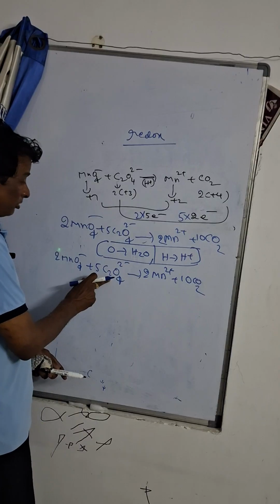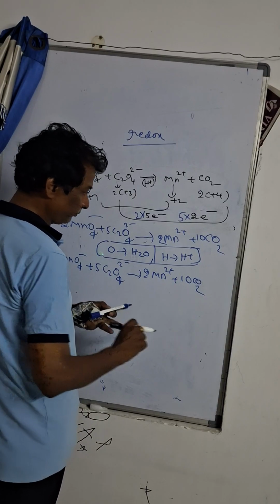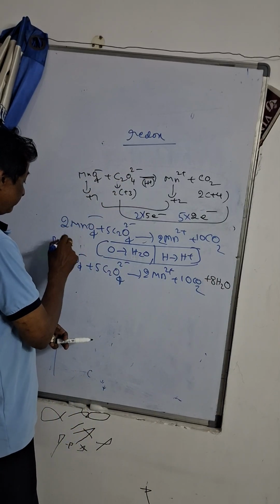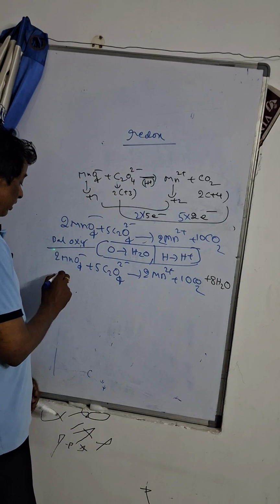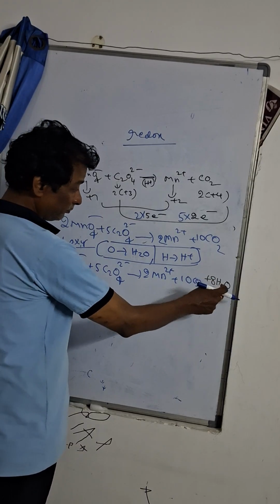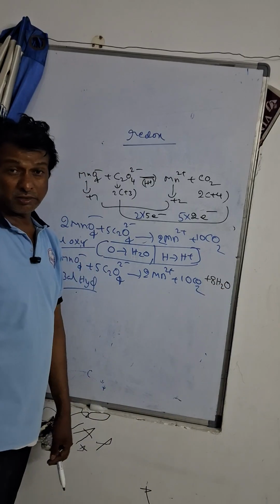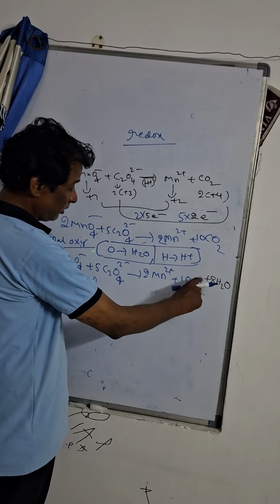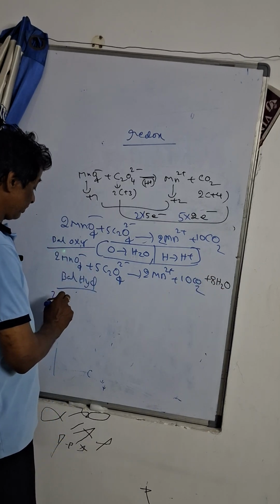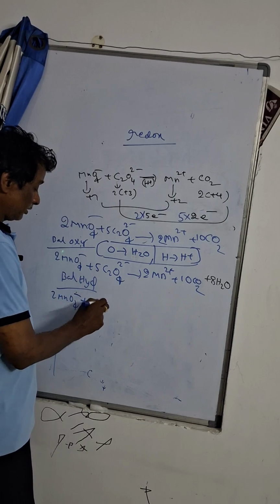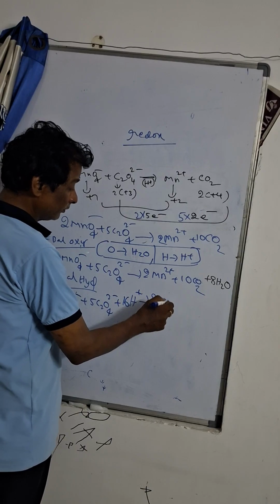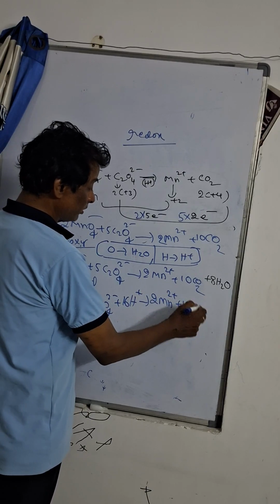Here how many oxygens? 28. Already 20 are there, so 8 H2O. Oxygen is balanced. Last step, balance hydrogens. How many hydrogens here? 16. How many on the RHS? RHS means right hand side. 16. So add 16 H plus, giving 10 CO2 plus 8 H2O.